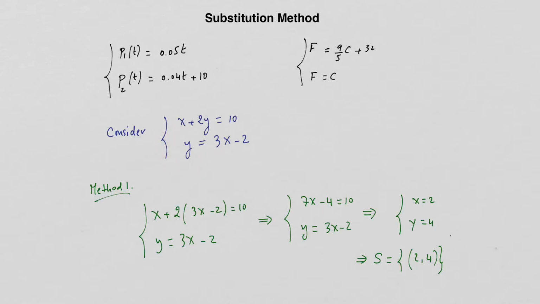I notice that y is already isolated here. So there is no need for me to isolate x or isolate y. I already have y being isolated. So I can go back to this equation, and anytime I see a y, I'm going to call it 3x minus 2. That is essentially what I did here. x plus 2y, which happens to be 3x minus 2, equals 10. So that equation becomes this. You notice now that this equation does not have a y in it, which means I can solve for x easily.